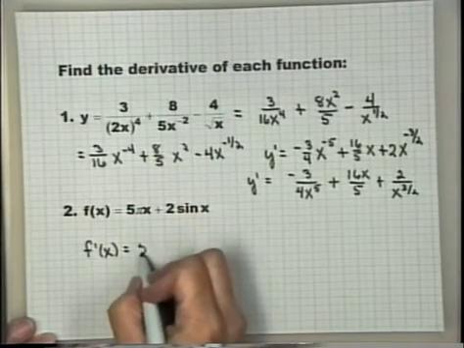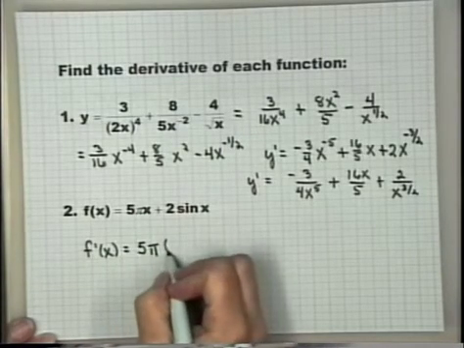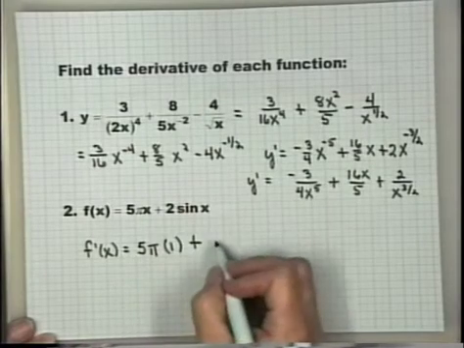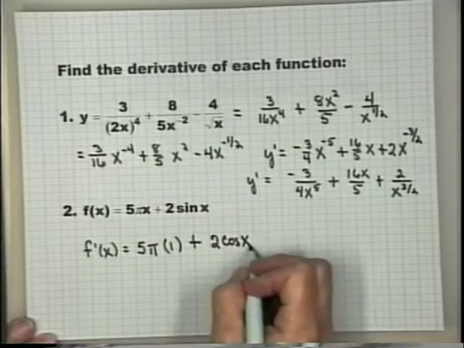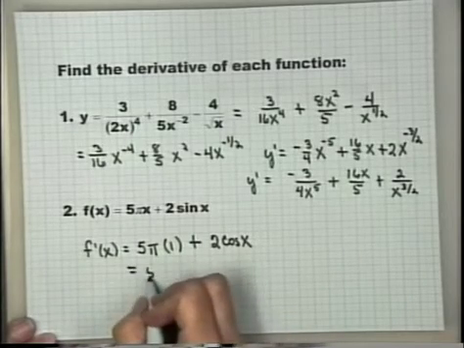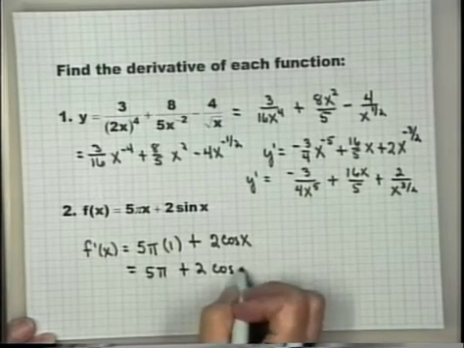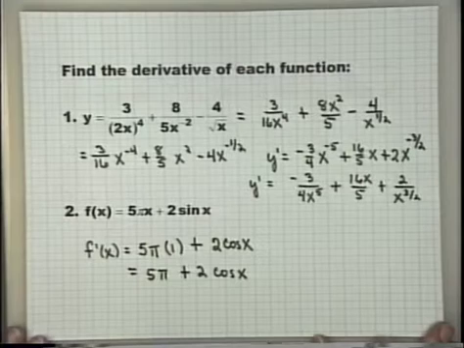So we bring down our constant, 5 pi. The derivative of x is 1. I'm going to put that down for emphasis. Plus, bring down our constant, 2 times the derivative of sine x is cosine x. I'll just rewrite this without that 1 in there. 5 pi plus 2 times the cosine of x would be my derivative.